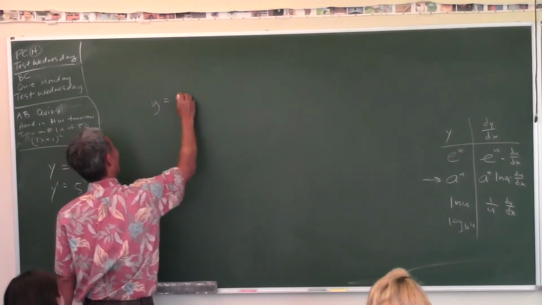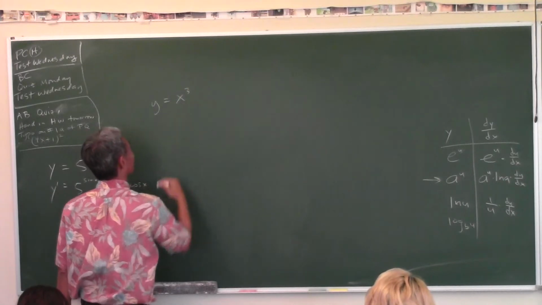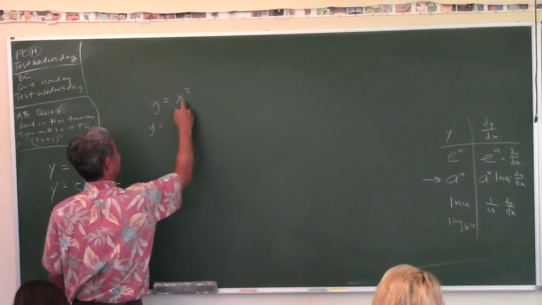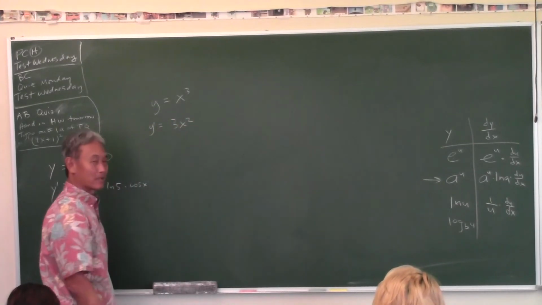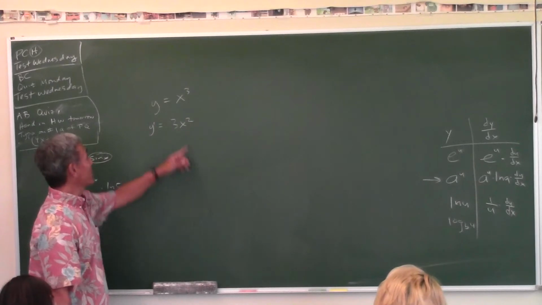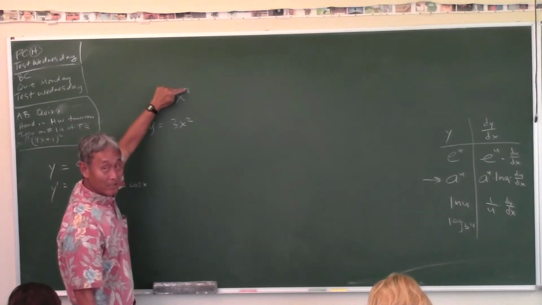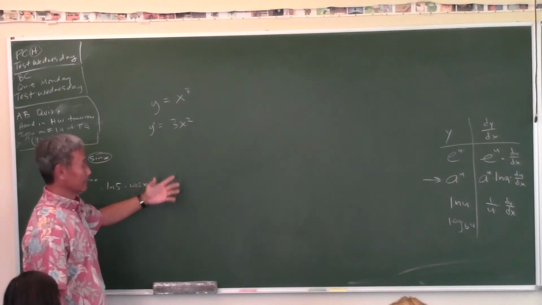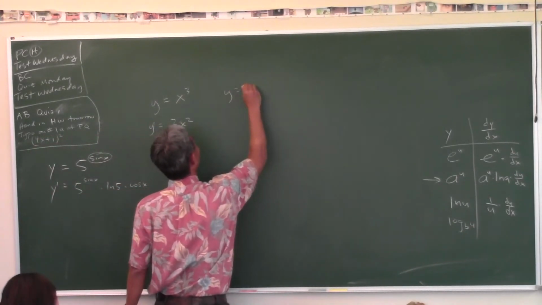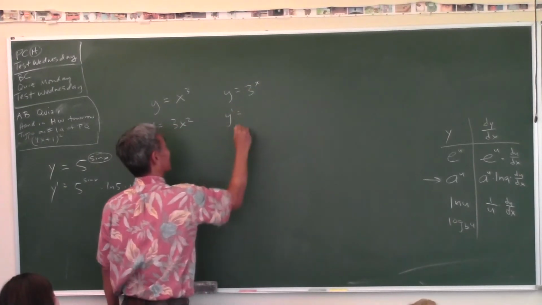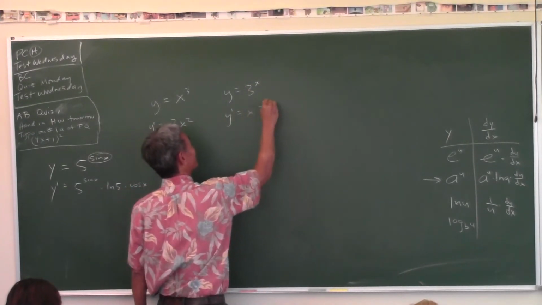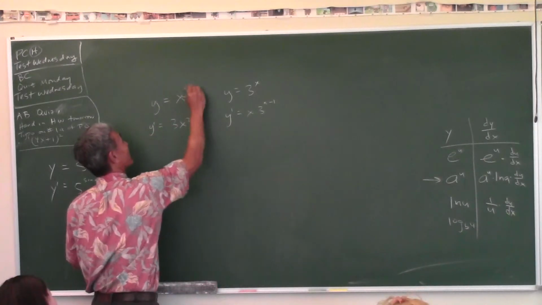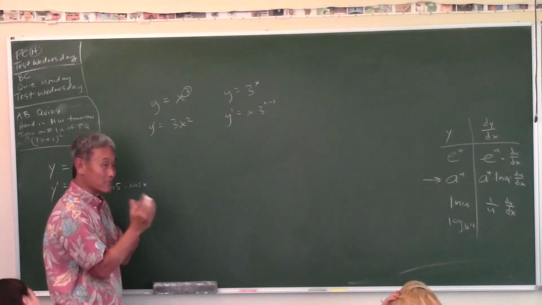What if you had y equal x cubed? To take the derivative, can I just put the power in the front and reduce the power by 1 like that? Yeah. So when you have x to a number, see how the exponent is a constant? Then you can just use the power rule. Okay, but what happens when you have 3 to the x? Can I just put the power in the front and reduce it by 1? No. You only can do that when the exponent is a number, when it's a constant.